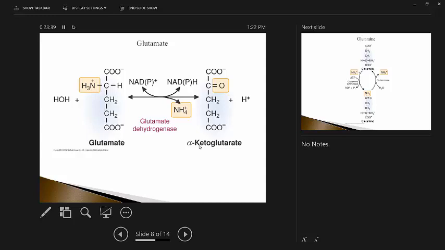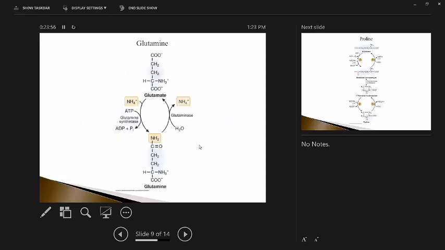Okay. So this is the major way that we're going to make it, and we put the amino group on. It's not by a transamination. It's by a dehydrogenation, and it's a little more involved. Now how do we make glutamine? This is a very complicated process. It's one enzyme, okay? All right. Yes?